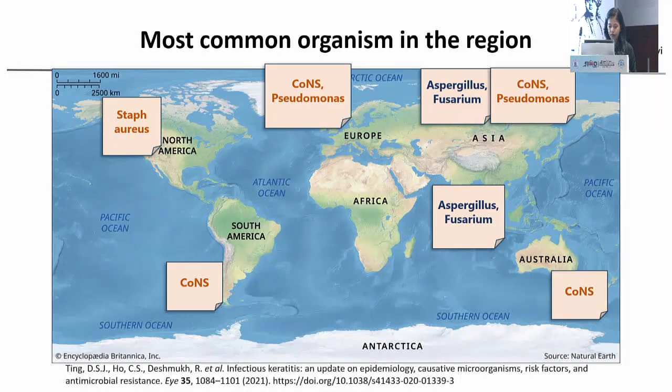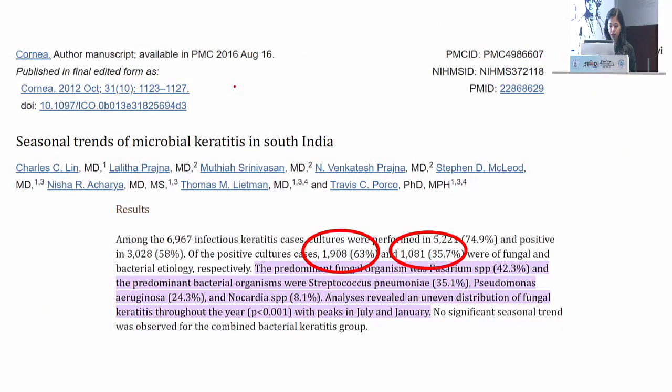Considering this article by Tin et al., showing the most common organism in the region, we see that in America, Europe, and some Asian countries, the organism is bacteria, but in India it is fusarium and aspergillus. That is, fungal organisms are more common in our country. This is another article by Charles et al., showing how fungal keratitis is double that of bacterial keratitis.